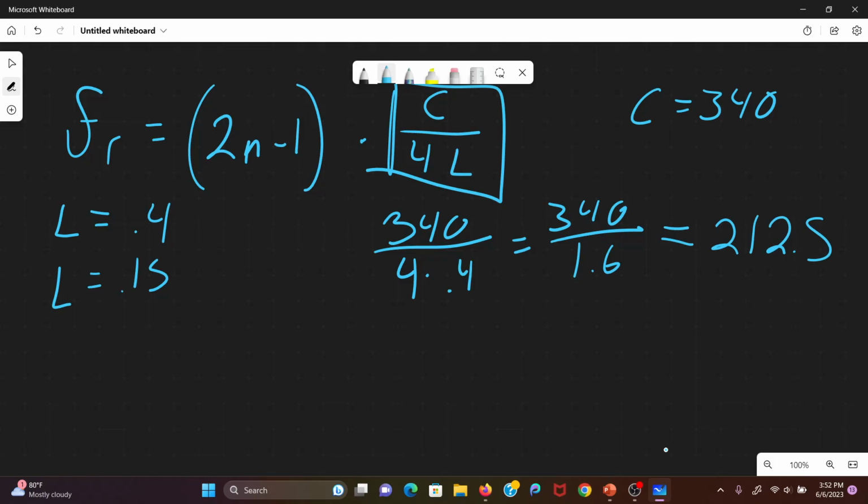Okay, so now we have this portion right here. We're going to take our 1, 2, 3, and 4. Those are the harmonics we're searching for. Those you're just going to plug into that equation right there. 2 times 1 is 2 minus 1 is 1. So our first resonant frequency is just 212.5. Our second resonant frequency is 2 times 2, which is 4, minus 1 is 3. 3 times 212.5 is 637.5.